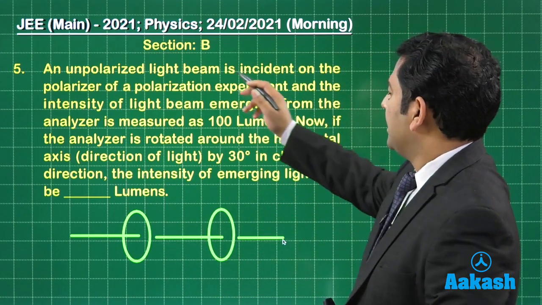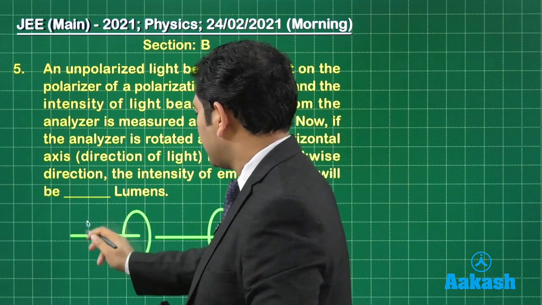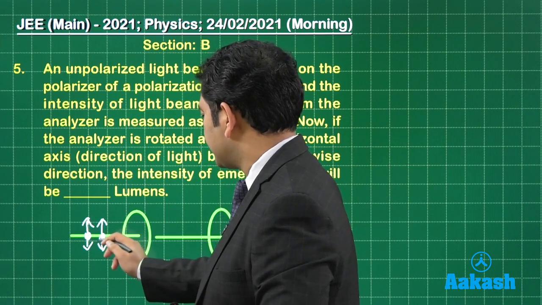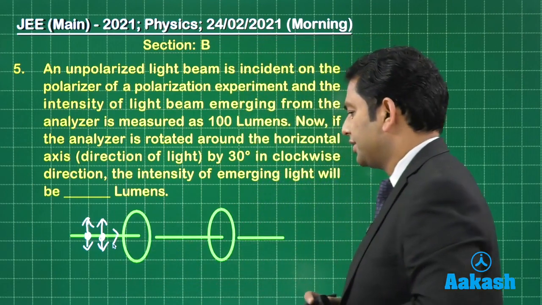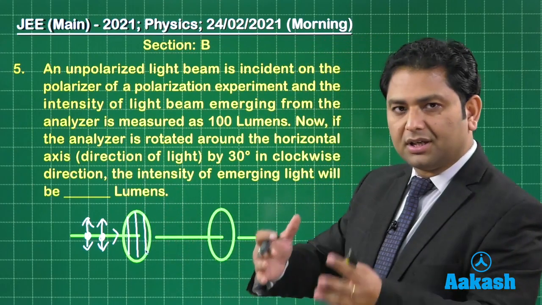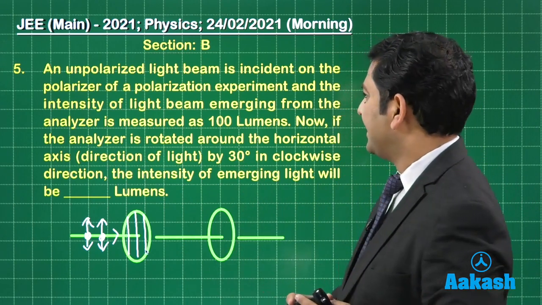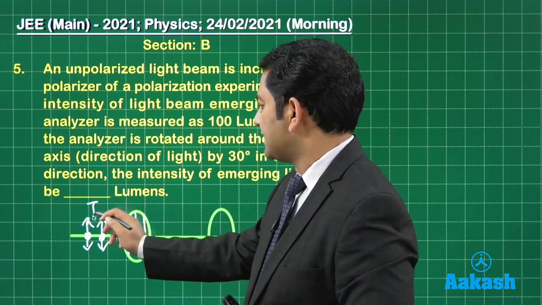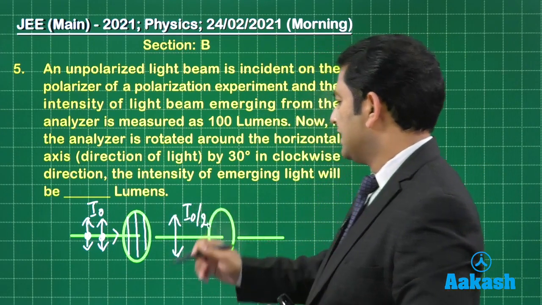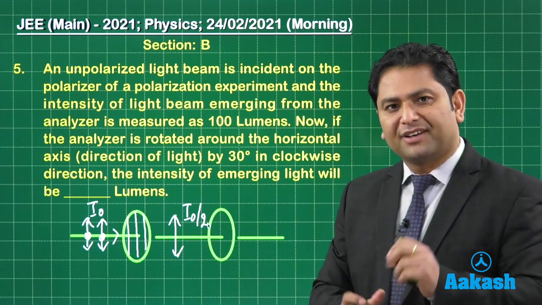Now what does it say? An unpolarized light beam is incident on the polarizer. If that's unpolarized, this is how an unpolarized beam would be represented. This is the direction of the wave. You get that point. And I can assume any direction through which the polarization would happen. So let me assume this. Now you could see here, if this intensity is I naught, clearly this intensity would be I naught by 2, because when an unpolarized beam passes through a polarizer, the intensity gets halved, right?